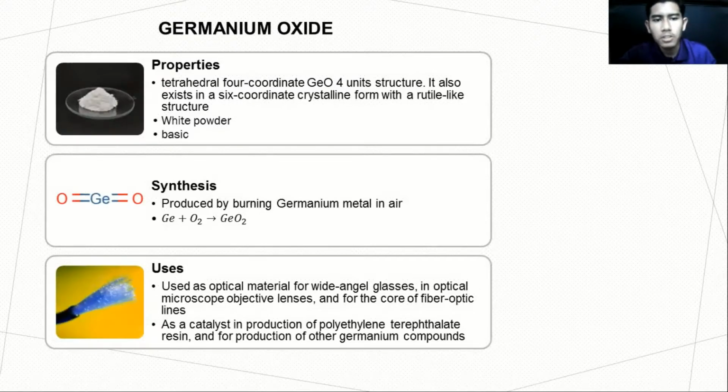The properties of germanium oxide: it has a tetrahedral 4-coordinate GeO4 unit structure. It also exists in a 6-coordinate crystalline form, like a rutile-like structure. The physical properties of germanium oxide: it is a white powder, and it also has basic properties. Germanium oxide can be produced by burning germanium metal in air. It is used as an optical material and as a catalyst.